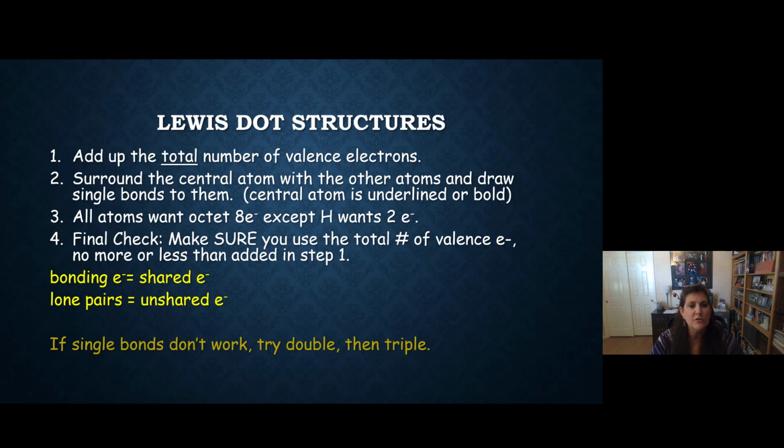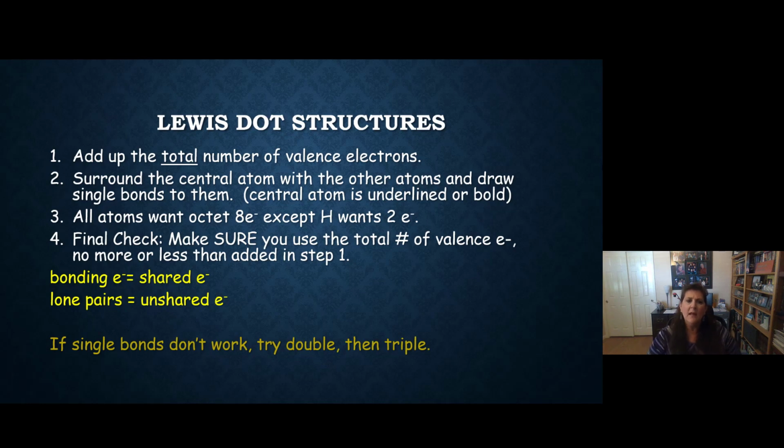So bonding electrons are shared. We represent that with a line. A line between 2 atoms is a single bond and represents 2 electrons in that line. If you have 2 lines between 2 atoms, that represents a double bond, which means 4 electrons in the bond. And if you have 3 lines between 2 atoms, that represents 6 electrons in the bond. Now, lone pairs are unshared electrons. They're not between 2 atoms. They belong to 1 atom only, and they are shown as dots, and they're always in pairs. Thus, we call them lone pairs.